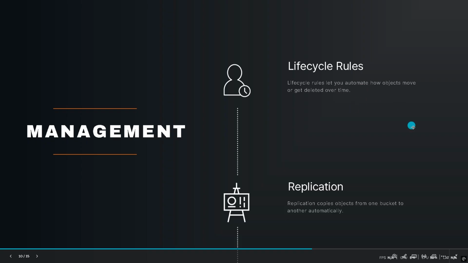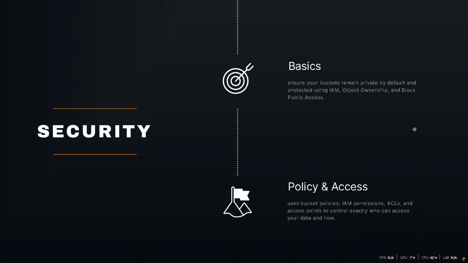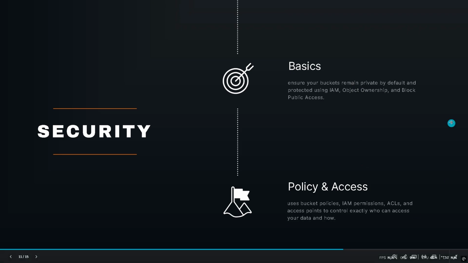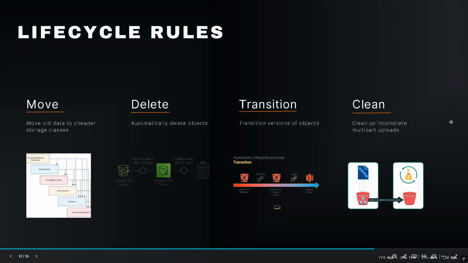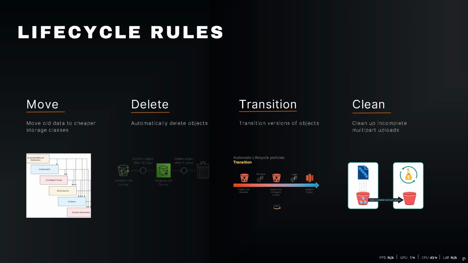So we'll be seeing what they are shortly, and security, the basics of security and policy access. So coming to the lifecycle rules, there are four components: move, delete, transition, clean. Move the old data to cheaper storage classes, and automatically delete objects. Transition versions of objects. Clean up incomplete multi-part uploads. We'll talk about multi-part uploads.